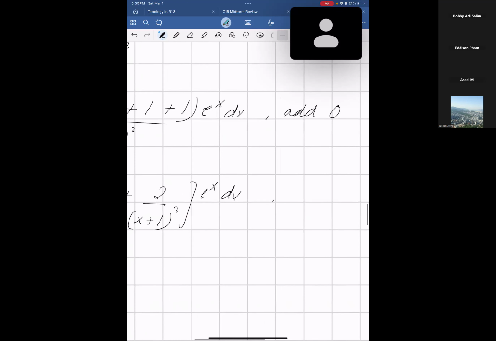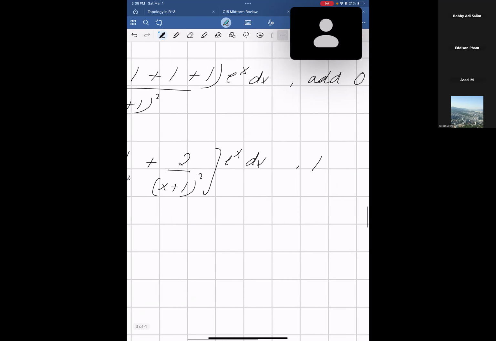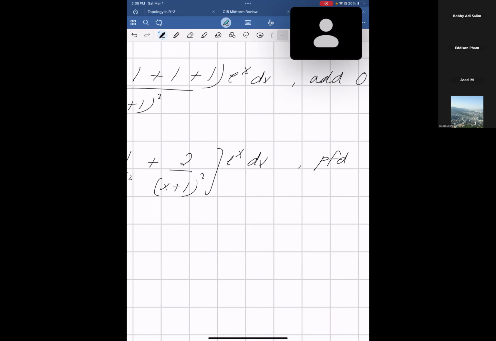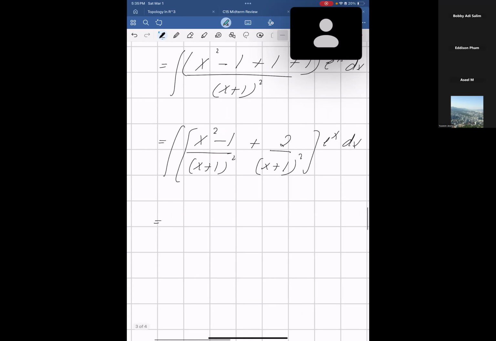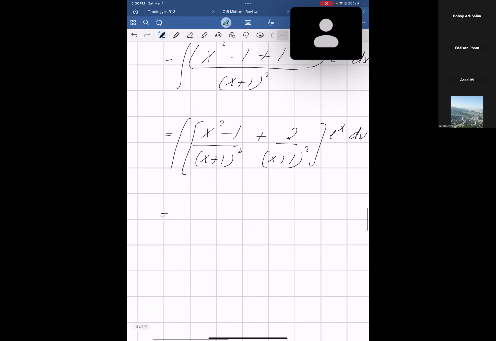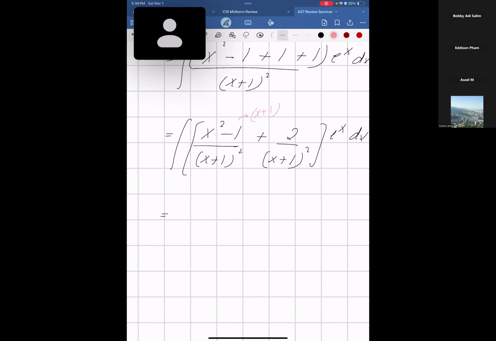This is technically partial fraction decomposition with 2 terms in reverse. So it's different from the partial fraction decomposition for integrals. This is the algebraic manipulation. Then x squared minus 1 is just x plus 1 times x minus 1, so you can cancel one of the x plus 1 terms from the square. You get x minus 1 over x plus 1, plus 2 over x plus 1, right? e to the x dx.